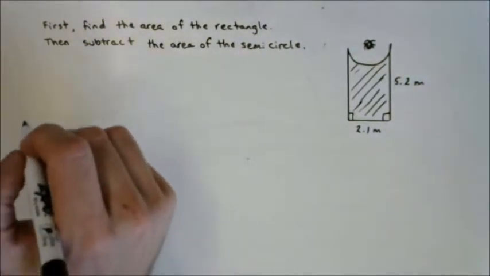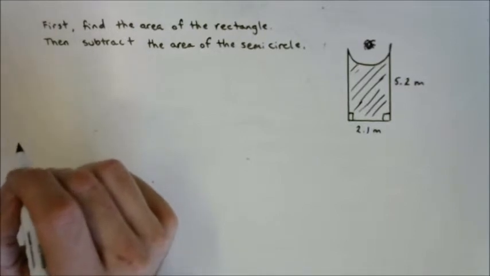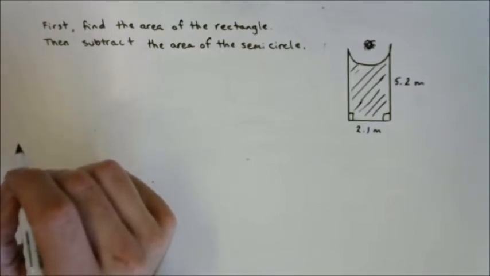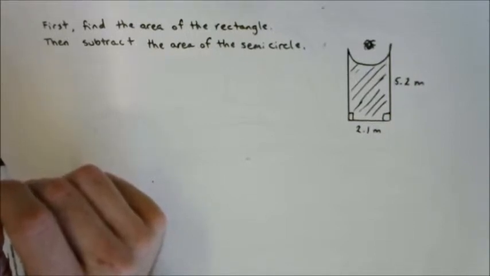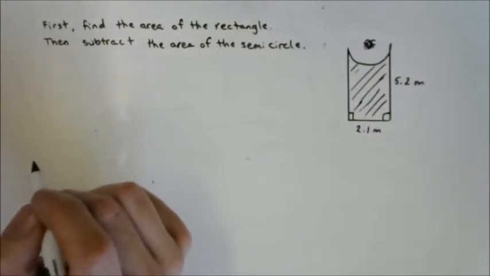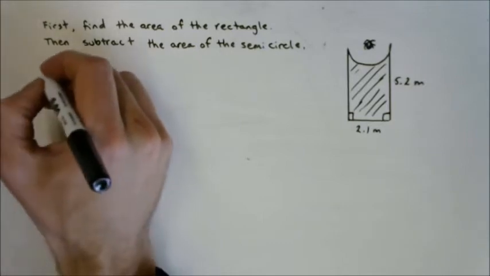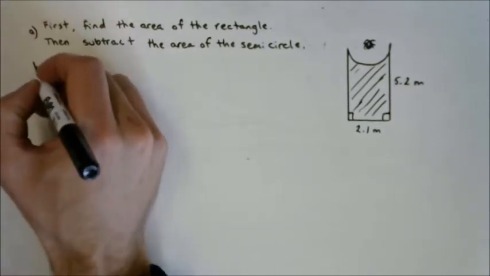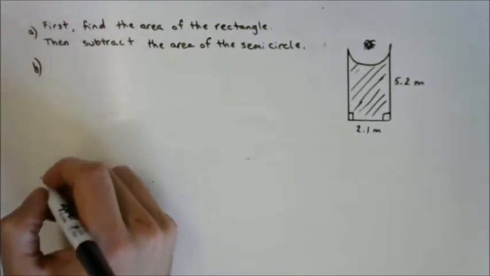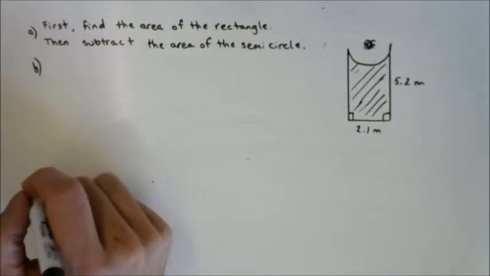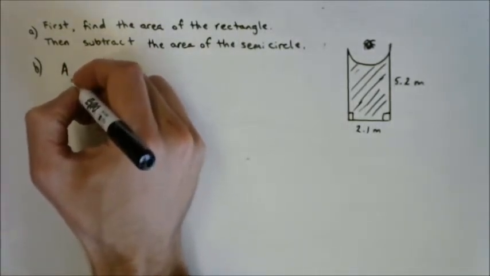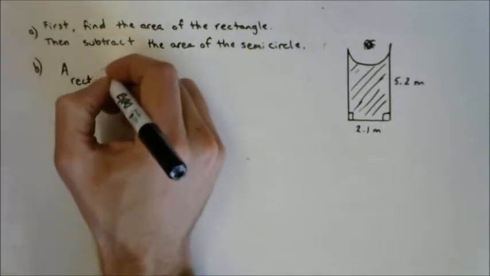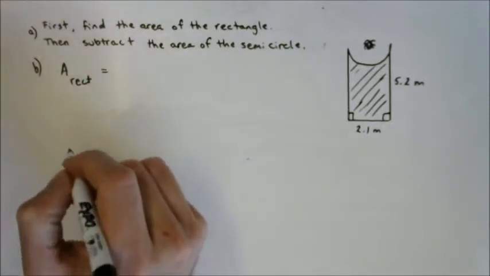Okay. Well, B says, go ahead and do it. Calculate the area of the walkway, round to the nearest tenth of a square meter. Okay, so to 1 decimal place. So this is the answer to A. In B, we're actually solving it. So we said first we're going to solve the area of the rectangle. What should I write? Area. A equals length times width.